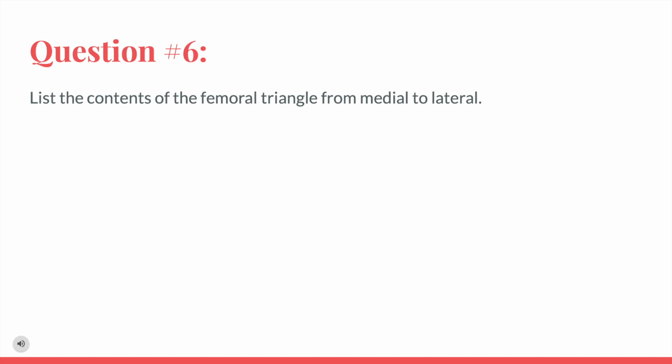Question 6, list the contents of the femoral triangle from medial to lateral. This is kind of a review from our previous test, but is still relevant. The answer is from medial to lateral, the femoral vein, femoral artery, and then femoral nerve. The quick little trick to remember this is the venous is next to the penis. Hopefully that helps you remember this.